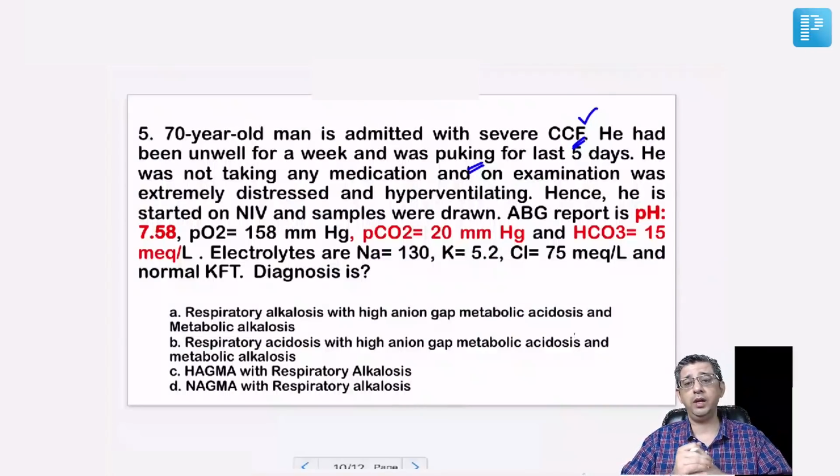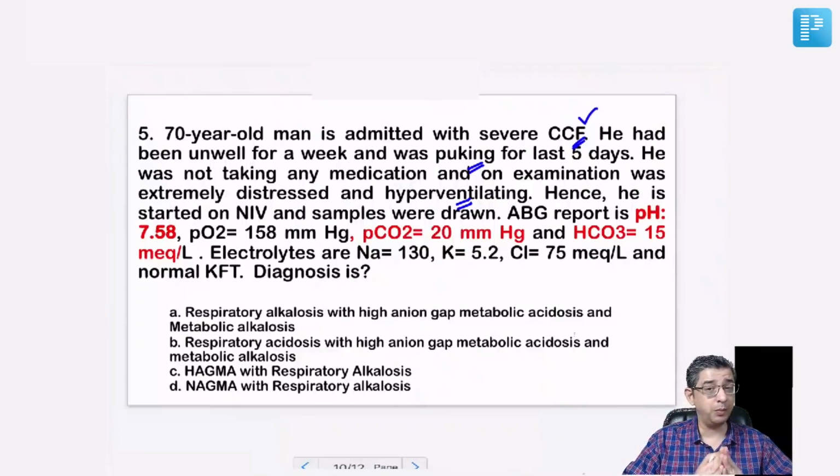He's not taking any medication at the moment, and obviously that's why he's deteriorated. He's distressed and hyperventilating, and therefore he was started on NIV and samples were drawn. So another hint is hyperventilating. The moment you read hyperventilating, you very well know carbon dioxide washout will cause respiratory alkalosis. So this looks like a question of a mixed disorder, but let's evaluate further.